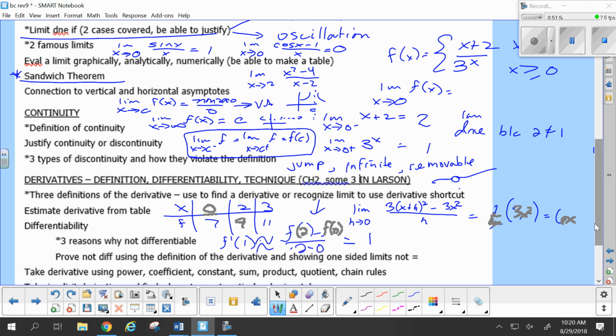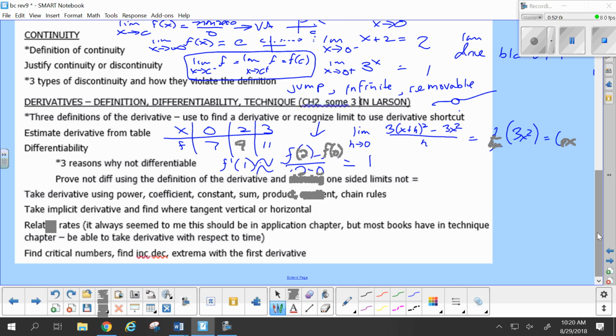Okay. Prove this. I anticipate probably not going well for some. Prove not differentiable. Prove it. Not say it, prove it. What are our 3 reasons why a function would not be differentiable? Sharp turn. Vertical tangent, not asymptote, vertical tangent. There's rise but no run. And what else? Say again? Discontinuity, yep, exactly.